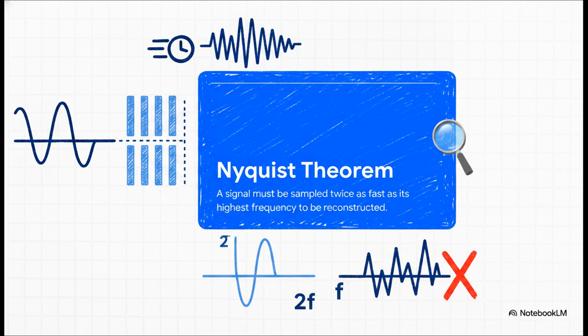But here's the thing, you cannot just sample at some random speed. You have to follow the Nyquist theorem. This is the crucial rule that dictates exactly how fast a computer has to take these samples. It states that a signal must be sampled at least twice as fast as its highest frequency component if you ever want to accurately reconstruct it later. It isn't just a suggestion, it's a hard, undeniable mathematical law of signal processing.